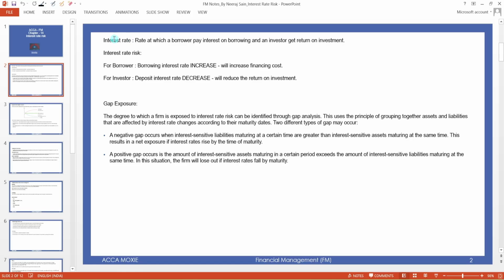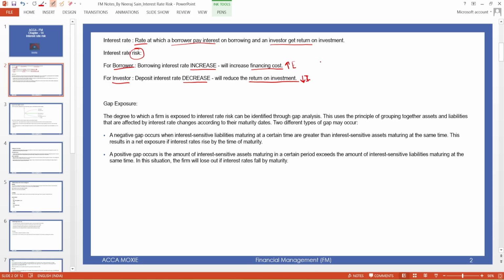What is the interest rate risk? First, what is an interest rate? An interest rate is the rate at which a borrower pays interest and an investor gets a return. So next is the interest rate risk. How do we face the risk? If you are a borrower and the interest rate increases, you have to pay more interest. If you are an investor and the interest rate decreases, your return is reduced. Which means your expense is increased and your income is reduced.